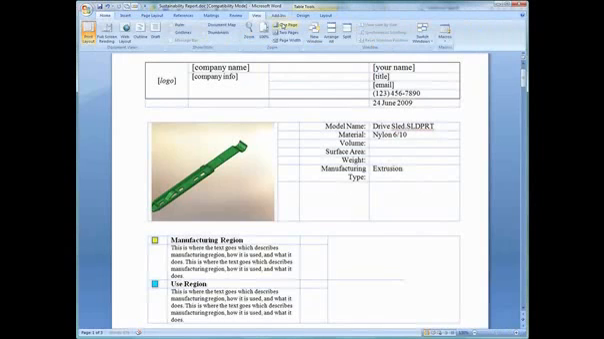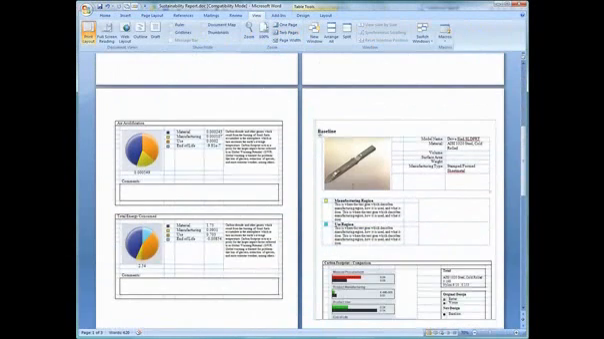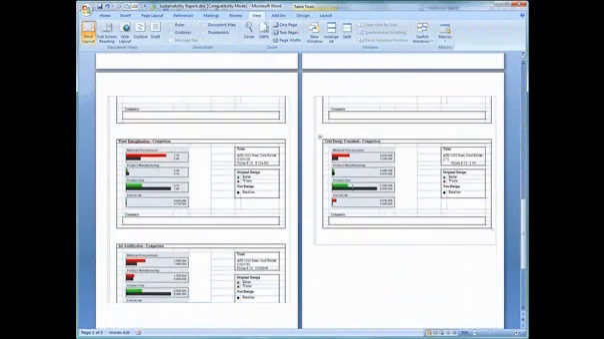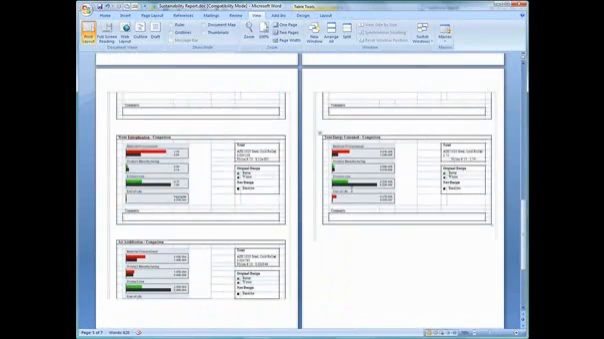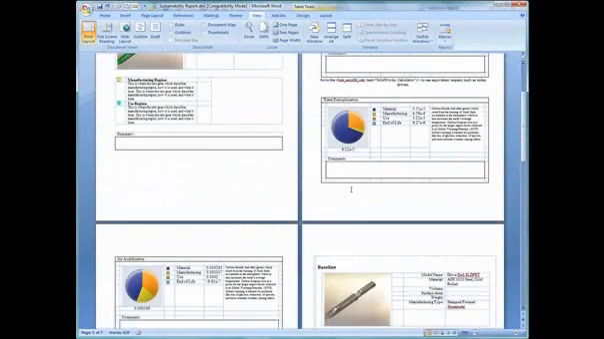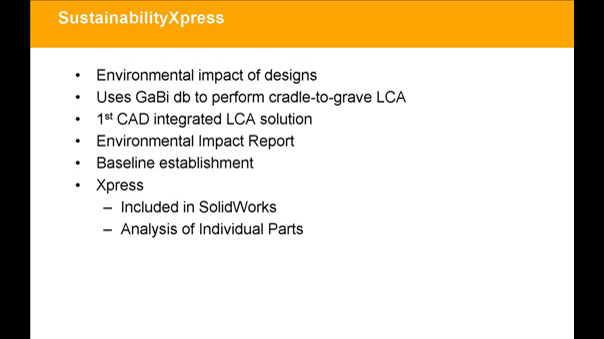SustainabilityXpress will generate a Microsoft Word report which will compare the two designs. It is a great way of communicating the design throughout the whole organization and ultimately making better choices to design more sustainable products. I hope you like these features and start using them to design a better future.